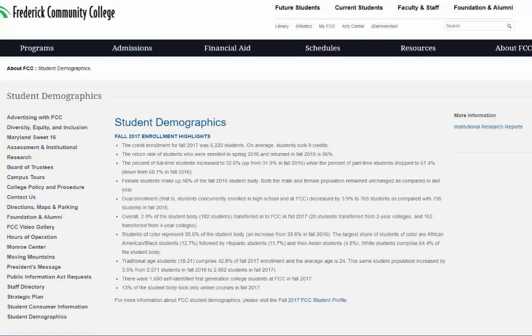You see the FCC page and the student demographics listed for you. I have some information about students from the fall of 2017. The college itself collected some information, did some computations, and presented this to the public. So all of this information is public. Okay, let's take a look at my area of interest.